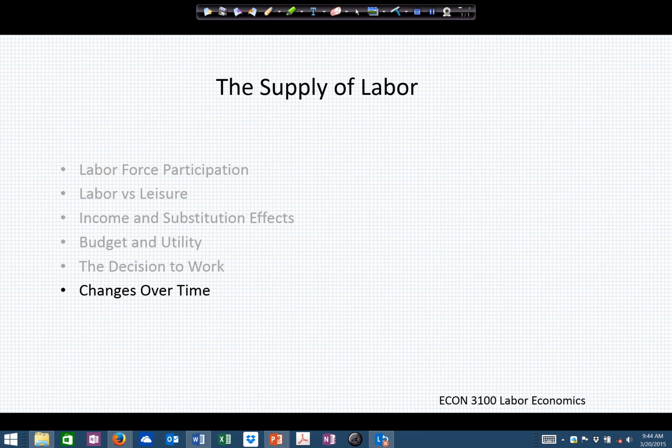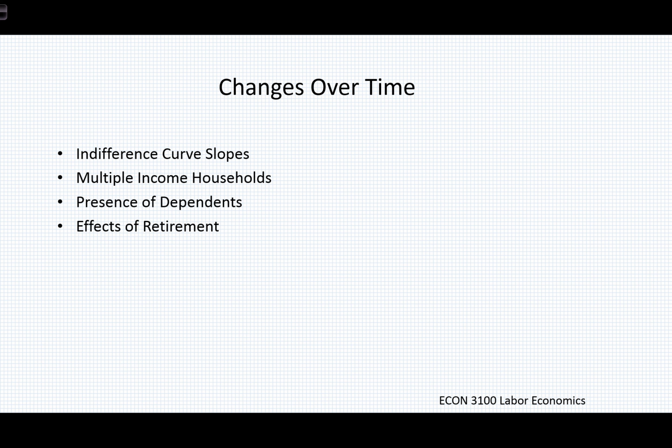In this segment, we're going to discuss changes over time as they relate to the labor supply. So let's think about some different types of changes that we're going to see in the slope of the indifference curve and what that might mean as we have changes over time in our working lives. We'll look at the changes as a result of multiple income households. We'll look at changes as a result of introducing dependents within our household, perhaps children or others. And then we'll take a look at some of the effects of retirement in terms of this labor-supply relationship as we've developed this model of budget and utility.